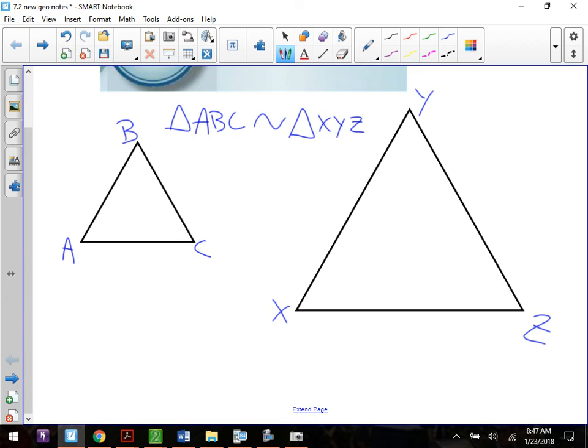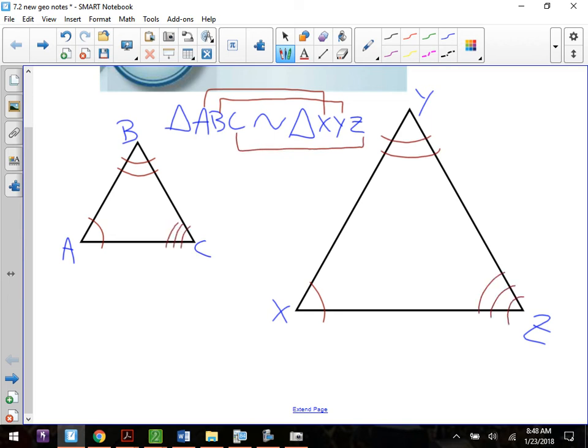So just like Josh was saying a second ago, and we've done this before with congruency statements, it means that the angles that match up are always going to be congruent. So by looking at the statement, I know that A and X have to be the same, B and Y have to be the same, and then lastly, C and Z would have to be the same.